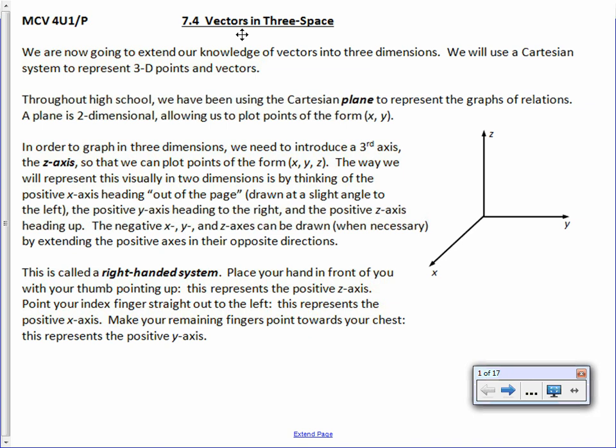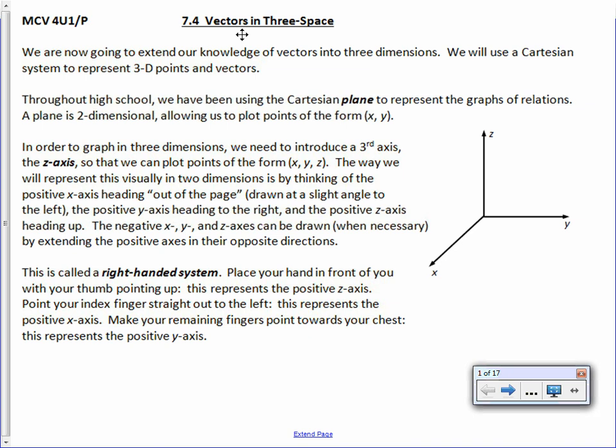in 3 dimensions. So throughout high school, we've been using the Cartesian plane to represent the graphs of relations. A plane is 2-dimensional, allowing us to plot points of the form (x, y). In order to graph in 3 dimensions, we need to introduce a third axis, which we call the z-axis. You ever wondered why we started with x and y? Why don't we just go y, z? Because z was being saved for this one moment to shine. So the z-axis is the 3rd dimension.